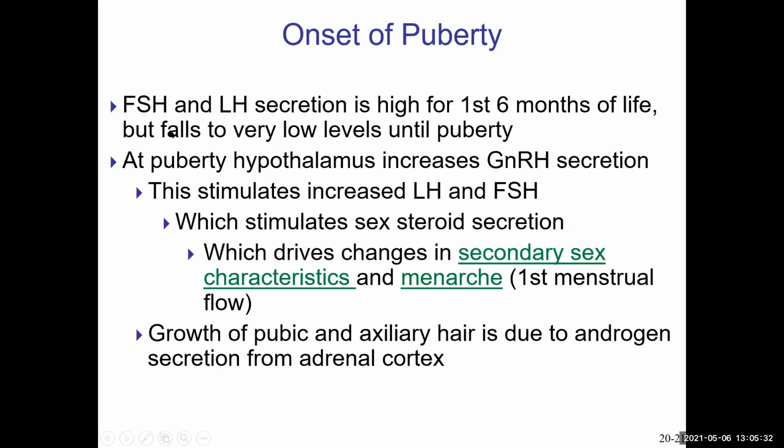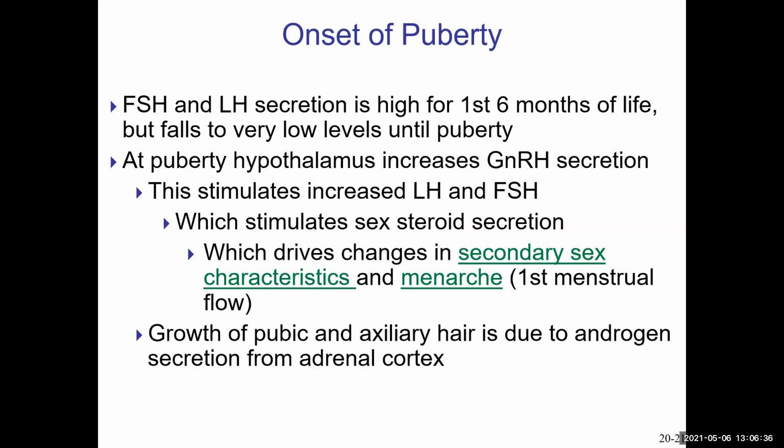And during puberty, the hypothalamus increases gonadotropin releasing hormone secretion. That stimulates increased luteinizing hormone and follicle stimulating hormone, which stimulate sex steroid secretion from the gonads. That drives change in male and female secondary sex characteristics, like menarche, which is the first menstrual flow, then growth of pubic hair and axillary hair. Other male and female body appearance is also under the influence of secondary androgens coming from the adrenal cortex. So it is not only testosterone, estrogen and progesterone that make you male or female. It is other hormones coming from the adrenal cortex which also add to the external body features of male and female.